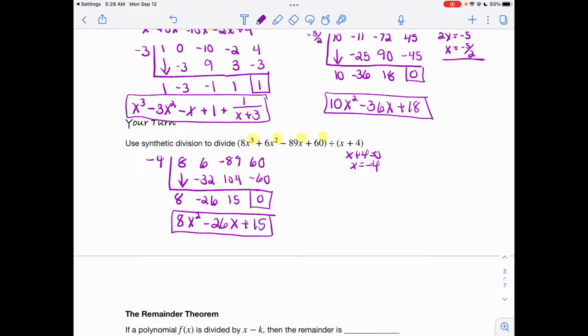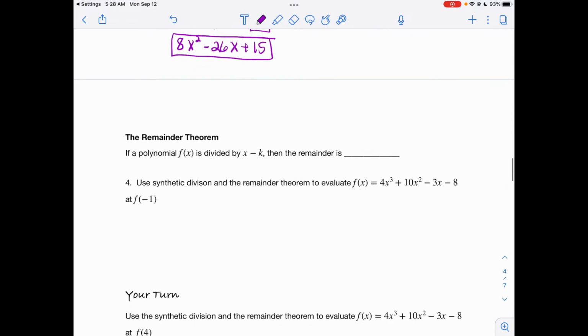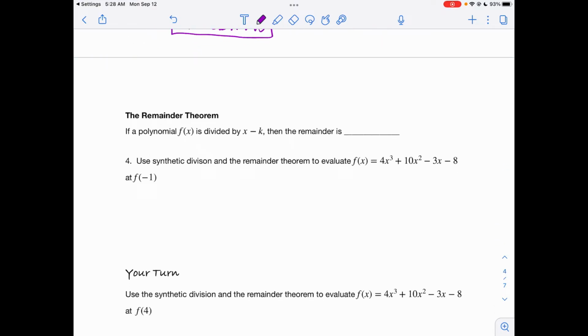That's your answer. Now that we know how to divide polynomials using either synthetic division or long division, next I want to learn something called the remainder theorem. Okay, so if a polynomial f of x is divided by x minus k, then the remainder r is equal to f of k. Well, that's a powerful statement. So the remainder when you do synthetic division is the function value at whatever value you're looking at.